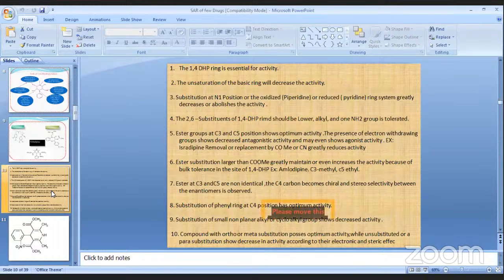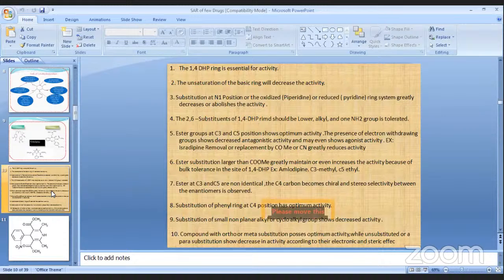Now, the ester substitution is also important. Larger ester groups can even increase activity, and bulk tolerance is seen in amlodipine. In amlodipine, you see C3 is methyl and C5 is ethyl. So this time you will get a better compound by changing the C3 and C5 positions.